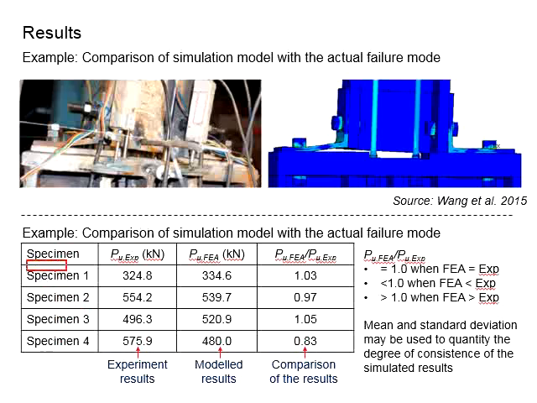Each row represents each specimen from specimen 1 to specimen 4. The first column here represents the experimental results. The second column here will be the model results. This is obtained from experiment, and this is obtained from modeling or simulations.